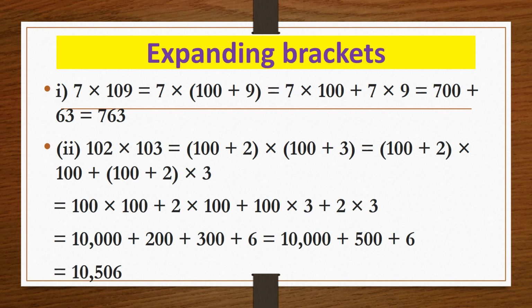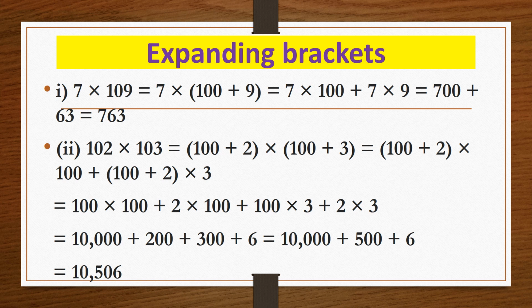102 multiply 103. Now in a similar way, you can write 100 plus 2 inside the bracket for 102 and 100 plus 3 inside the bracket for 103. Now let's expand these brackets. This can be written as 100 plus 2 multiplied by 100 and plus 100 plus 2 multiplied by 3. Now you can further solve this.